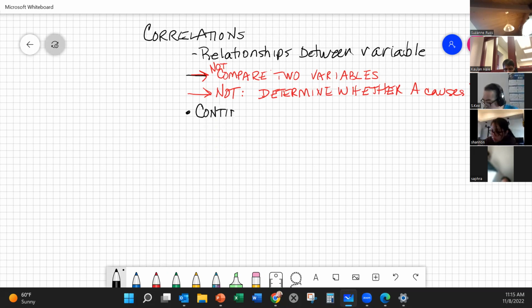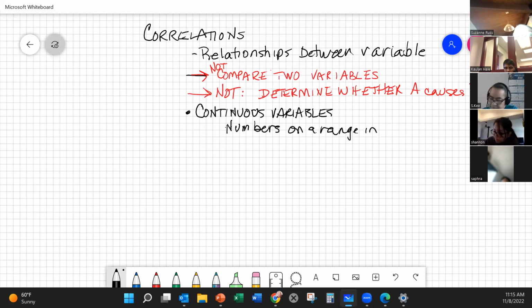Let's just review that idea for a moment before we get started. Continuous variables are variables that we can do with ordinal variables, and we can do it with continuous variables, but they have numbers on a range in sequence. So they are not nominal, or variables that indicate categories.